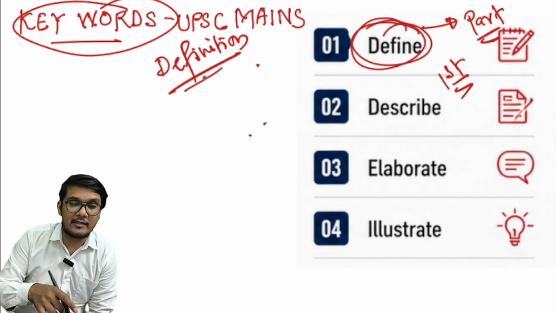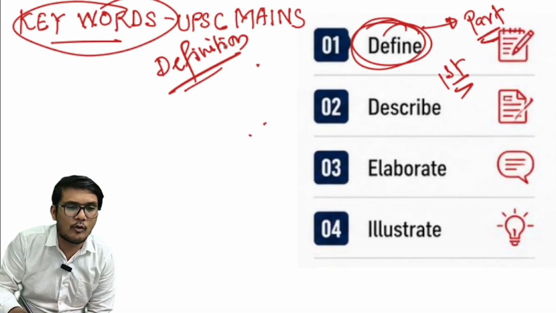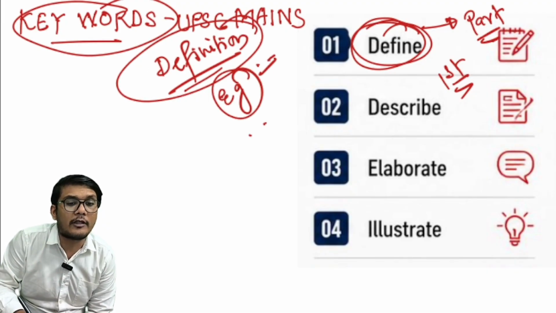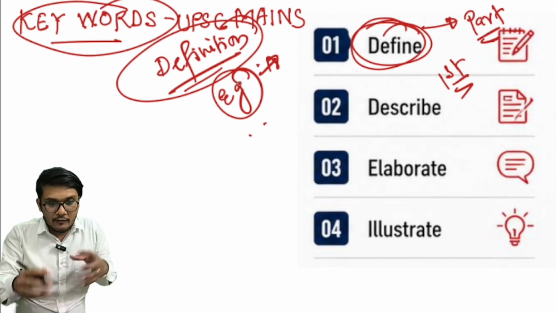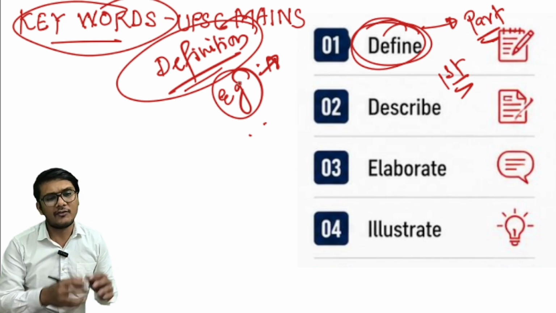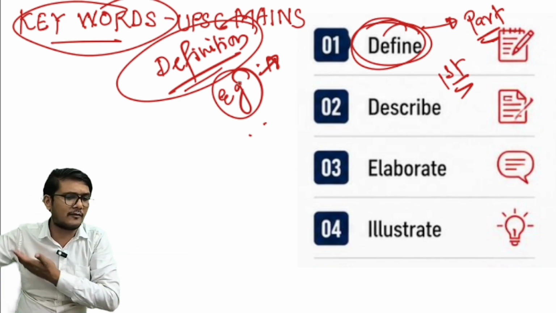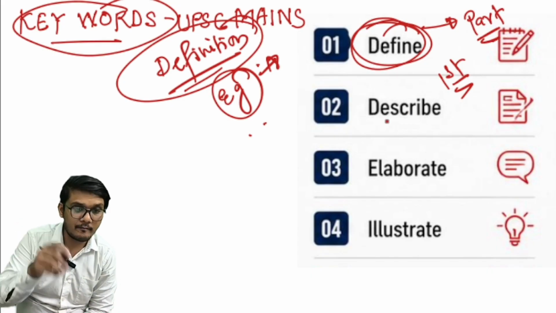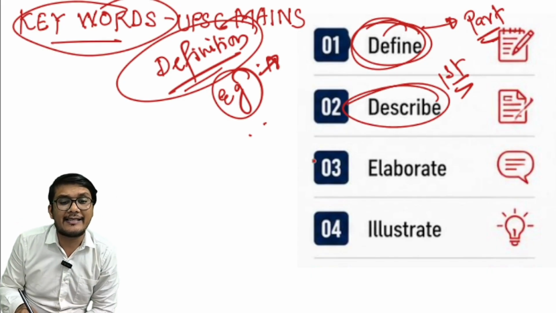So if they say define allelopathy, then you have to write the definition. It will be good if you also give an example over here. This will form a part of your answer. The remaining part will have other keywords and other aspects of it, which you can check based on the question.